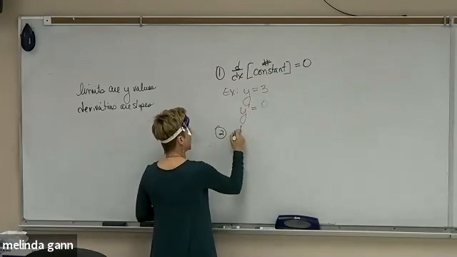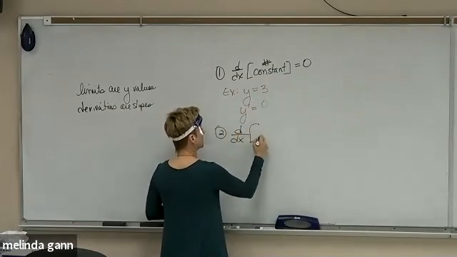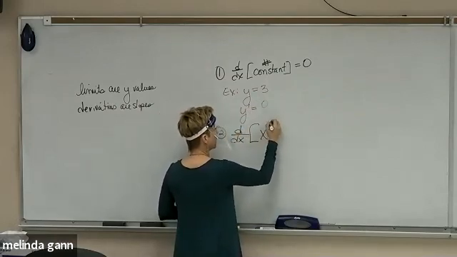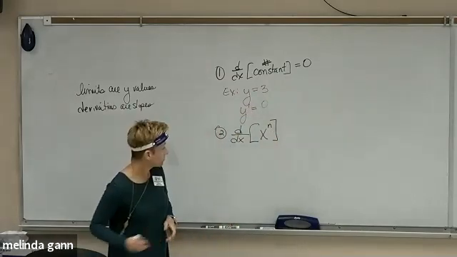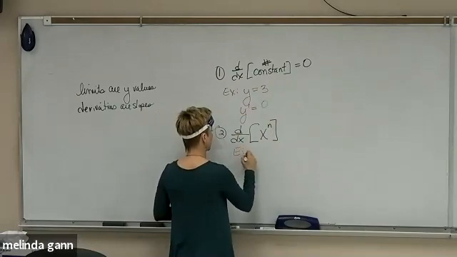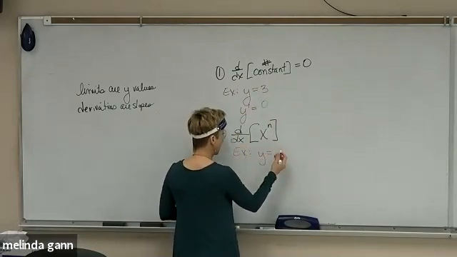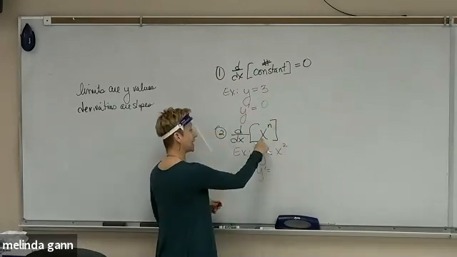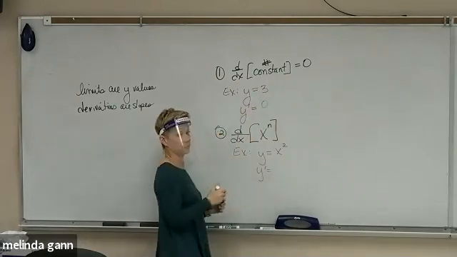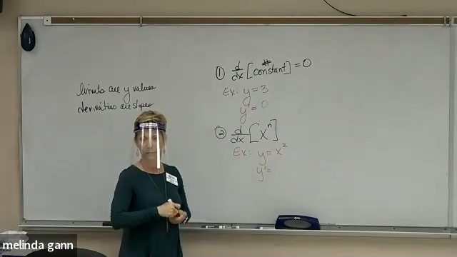Now, suppose you have something to a variable. So that would be something like this. Example: y is x squared. Find the derivative of y. So that is a letter to a number.